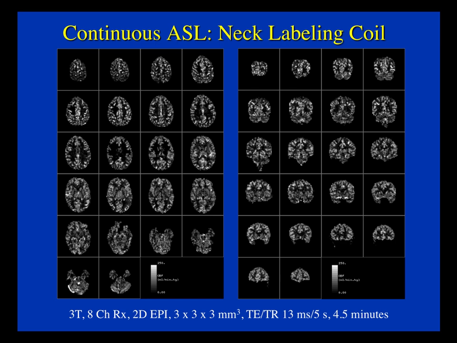This is before we had access to multi-channel receiver coils. And here's an example of the continuous ASL experiment with a neck labeling coil performed with an array coil. Here again, this data was acquired a few years ago with an 8-channel array. We could see good signal in the gray matter and very good contrast between the gray and white matter as well. These are quantitative CBF maps, and these images can be acquired in any orientation. On the left is the axial and on the right is a coronal. These were acquired in about 5 minutes at a resolution of 3 by 3 by 3.